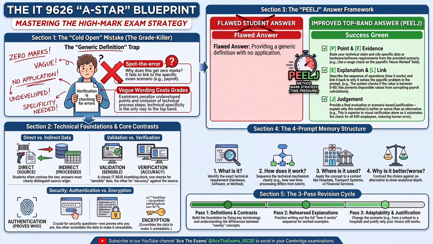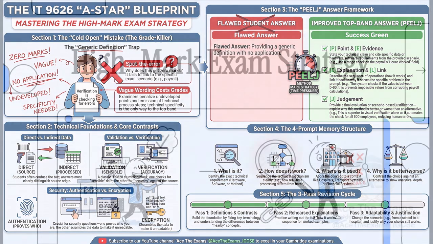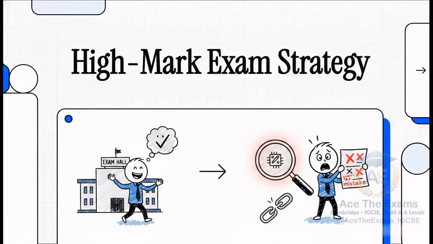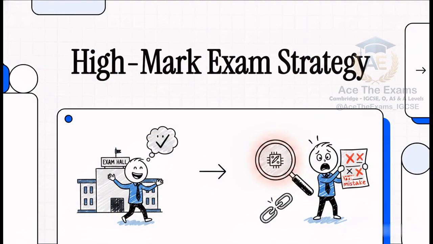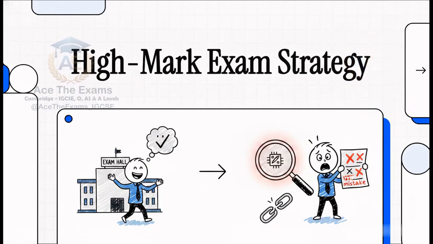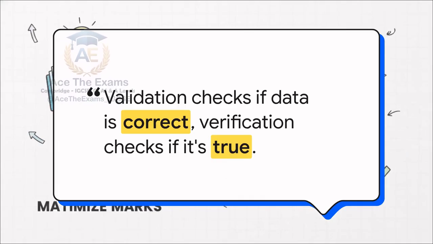Picture this. You walk out of your IT exam feeling absolutely unstoppable, only to get your paper back and see red ink everywhere. Well, we're going to fix that right now because there is one tiny fatal mistake that students make constantly on the Cambridge AS level information technology exam. Validation checks if data is correct, while verification checks if it's true.